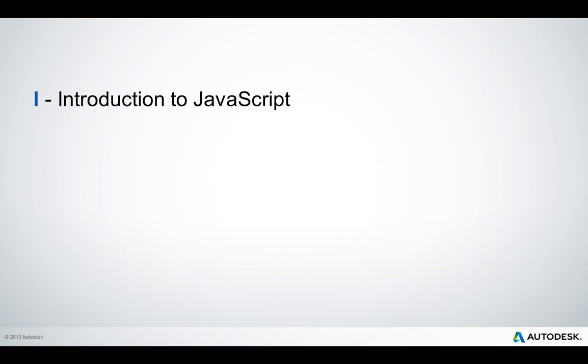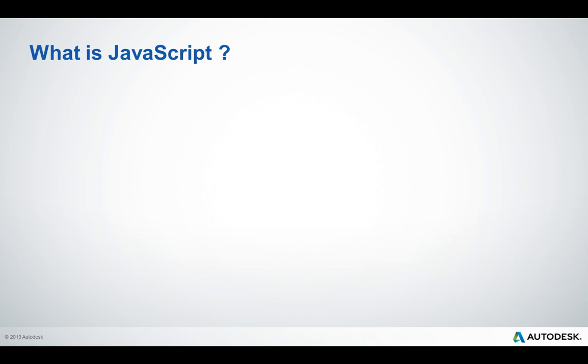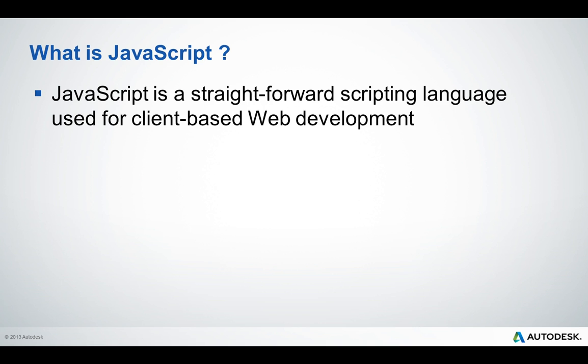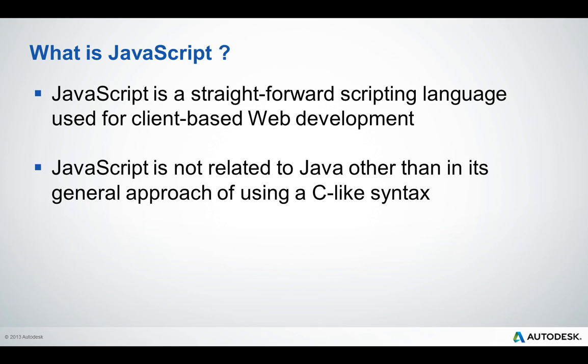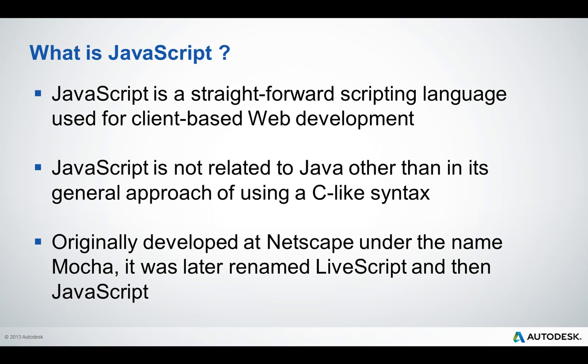Let's start with the first part, the introduction to JavaScript. So what is the JavaScript language? This is a straightforward scripting language that is used mainly for client-based web development. JavaScript is not related to Java other than in its name and general approach of using the C-like syntax. Originally developed at Netscape under the name Mocha, it was later renamed LiveScript and nowadays JavaScript.